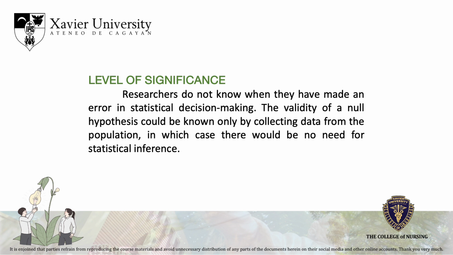Naturally, researchers would like to reduce the risk of committing both types of error. Unfortunately, lowering the risk of a type 1 error increases the risk of a type 2 error. The stricter the criterion for rejecting a null hypothesis, the greater the probability of accepting a false null hypothesis. However, researchers can reduce the risk of a type 2 error simply by increasing their sample size. That is why we really encourage the students to have a bigger number of population. The bigger the number, the better.